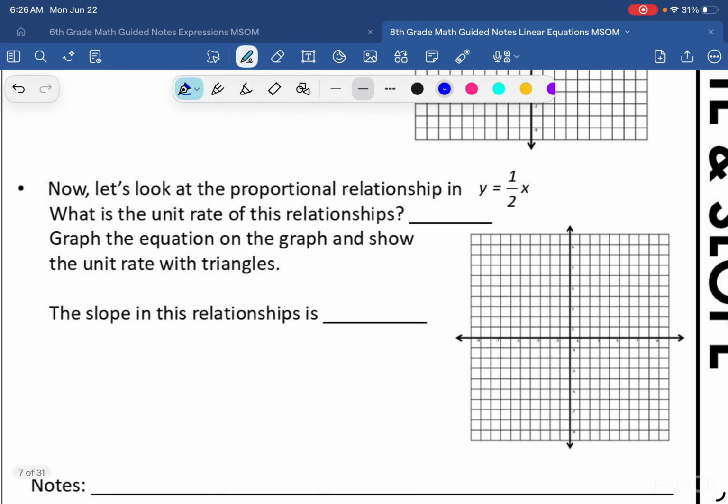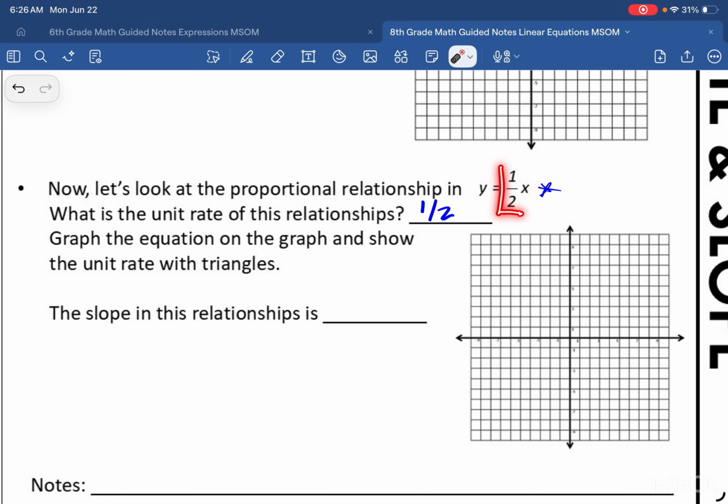Now let's look at the proportional relationship in y equals 1/2 x, right there. What is the unit rate of this relationship? The unit rate will be 1/2. I can see 1/2 as my constant of proportionality. Graph the equation on the graph and show the unit rate with triangles.